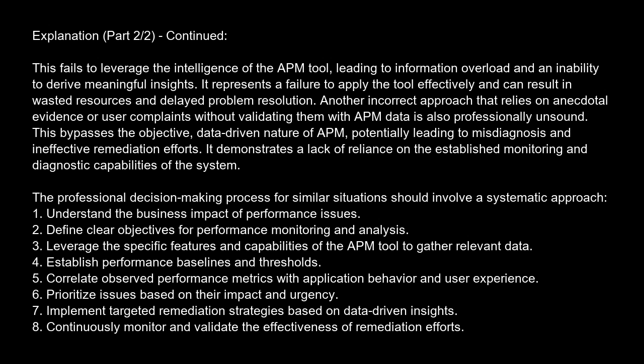The professional decision-making process for similar situations should involve a systematic approach. 1. Understand the business impact of performance issues. 2. Define clear objectives for performance monitoring and analysis. 3. Leverage the specific features and capabilities of the APM tool to gather relevant data. 4. Establish performance baselines and thresholds. 5. Correlate observed performance metrics with application behavior and user experience. 6. Prioritize issues based on their impact and urgency. 7. Implement targeted remediation strategies based on data-driven insights. 8. Continuously monitor and validate the effectiveness of remediation efforts.